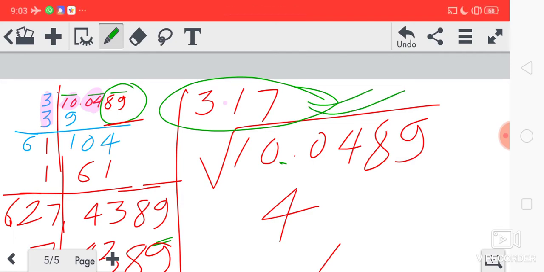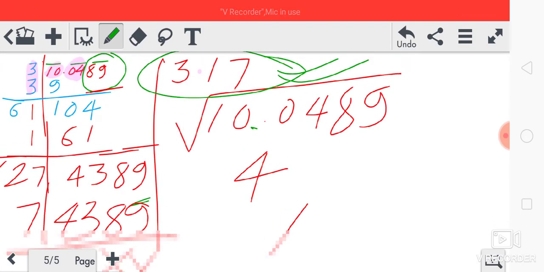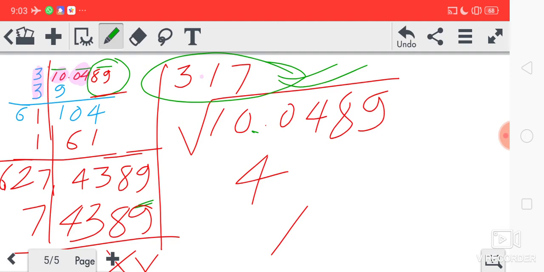So this way it's like division only, isn't it? Like decimal division you do. Same way, if you know how to find the square root by the long division method, then square root of decimal numbers also you can find. Got it?